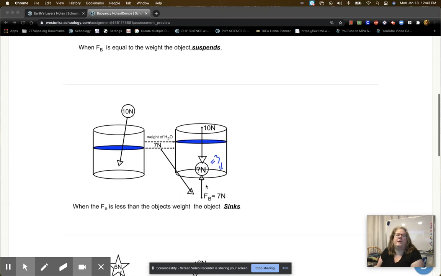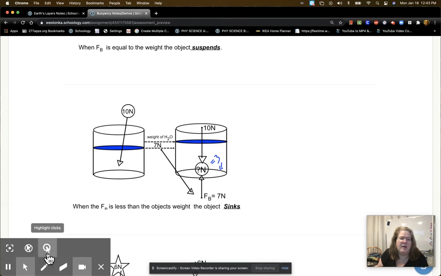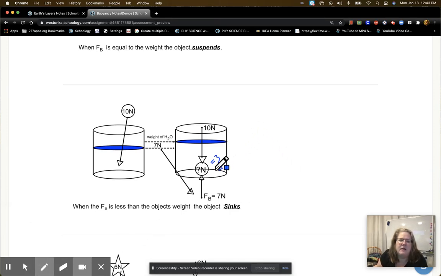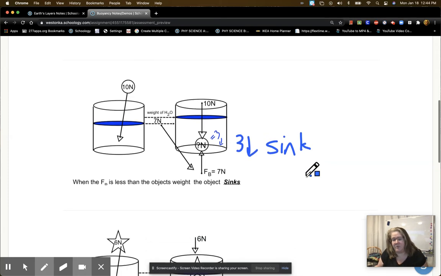So let's do some quick math. All right, here we go. Buoyant force in this case is 7 newtons, 7 newtons pushing up, but I've got 10 newtons pushing down. Therefore, as I look at that, 10 minus 7 is 3. So my force is 3 and it's greater down, which means this is going to sink. Okay? If it was the other way, it would float.